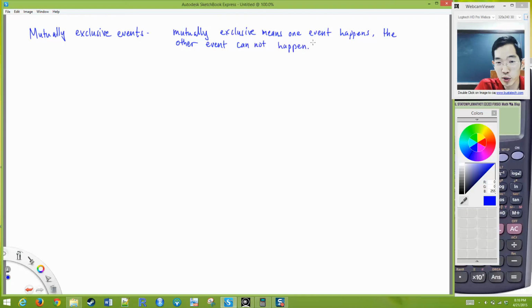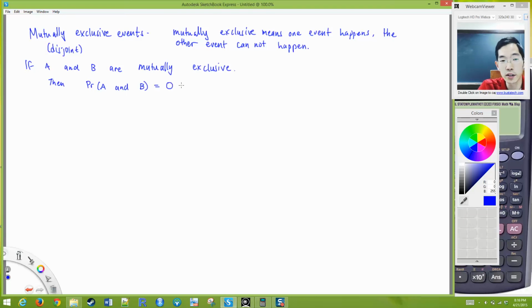When we talk about mutually exclusive events, we're always talking about two events at a time. So if A and B are mutually exclusive, another word for mutually exclusive is disjoint, then the probability of A and B happening together is equal to what? 0. If one has happened, the other cannot happen.